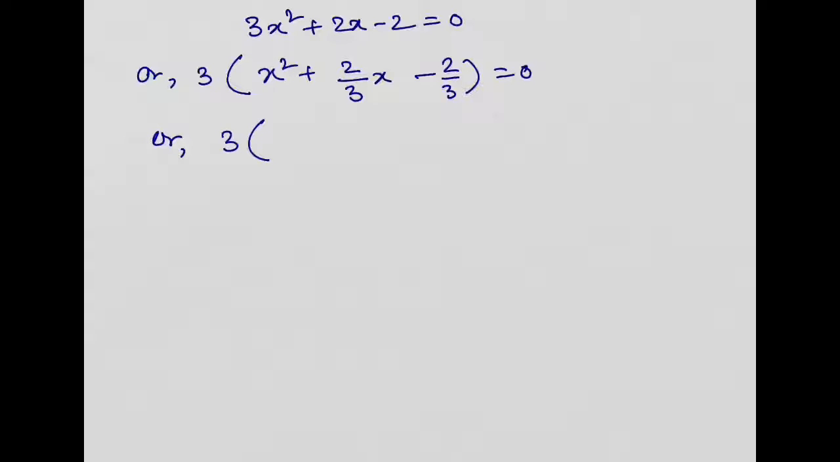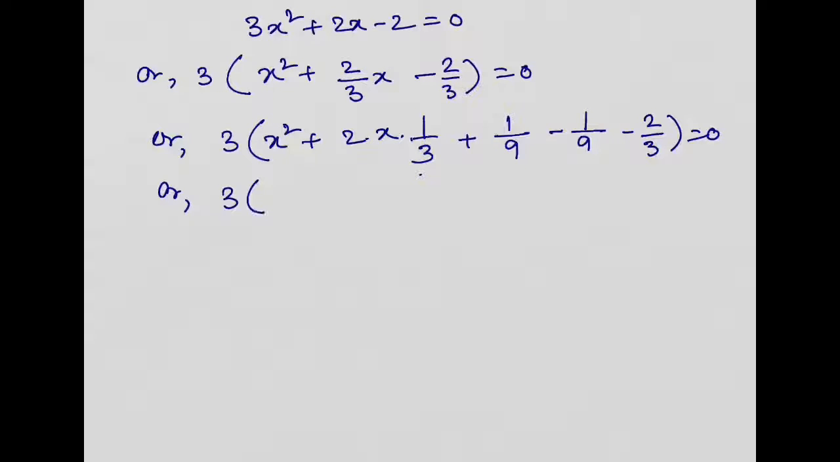Now I am applying the (a plus b) whole squared formula to make a square out of this. x squared plus 2 into x, that is my a, into 1/3, I cannot disturb this. So if this is my b, my b squared would be 1/9. Again, I cannot disturb the balance, so subtracting 1/9, minus 2/3 equals 0. Here I am getting (x plus 1/3) whole squared minus 1/9 minus 6/9 equals 0.